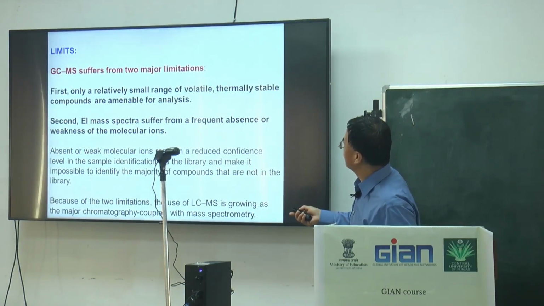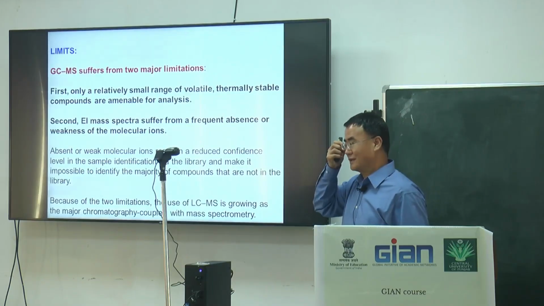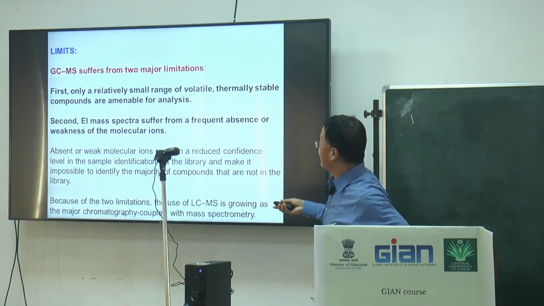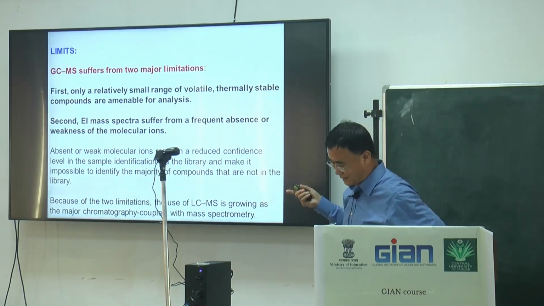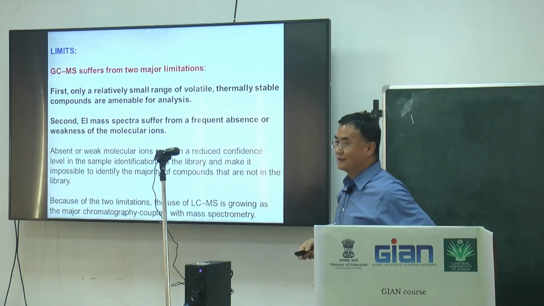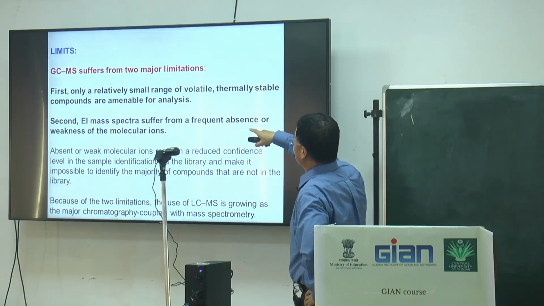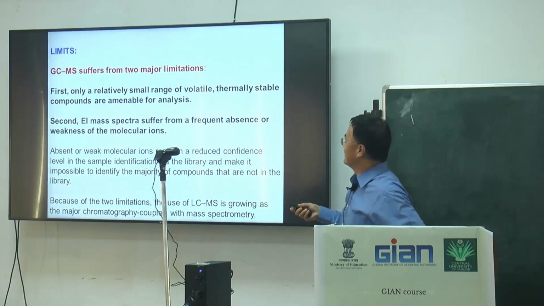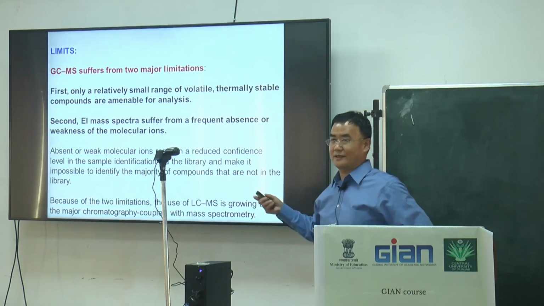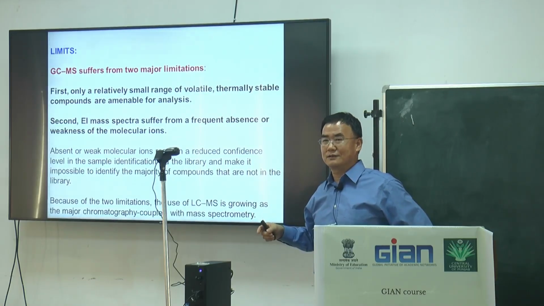I think this is the limit. GC-MS suffers from two major limitations. Even though we like GC-MS, we still have a limit: not all the molecules or metabolites can be evaporated. Evaporation is usually for the volatile, so compounds need to be stable and amenable to the analysis. But still, you can do other derivatization. Yeah, we know they cannot do it.